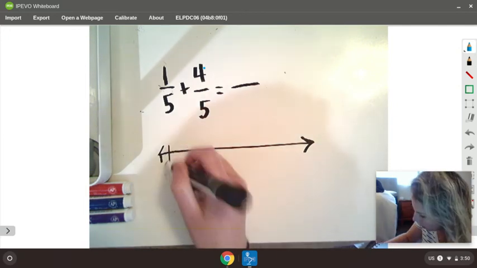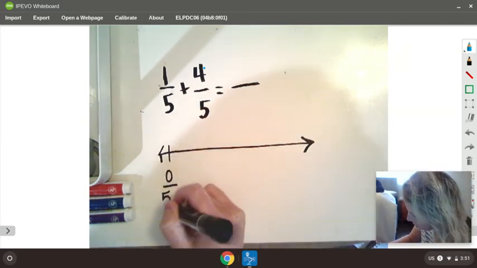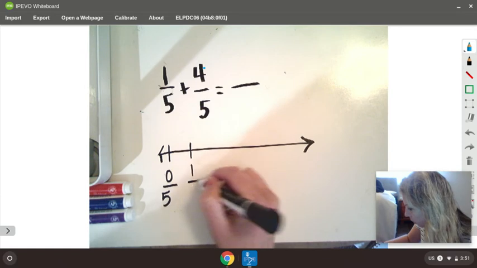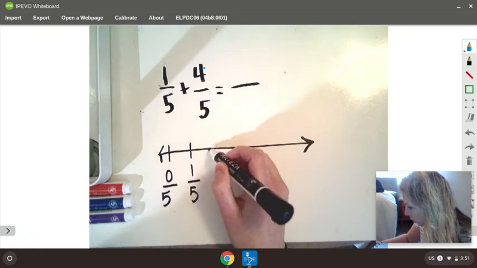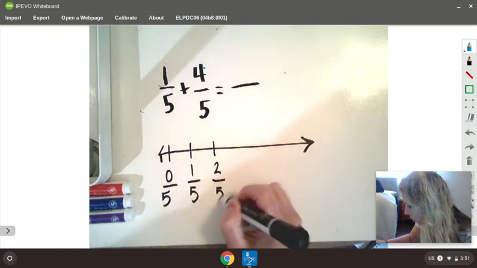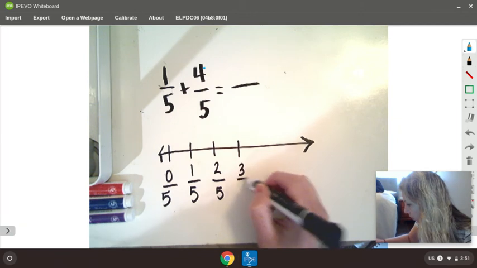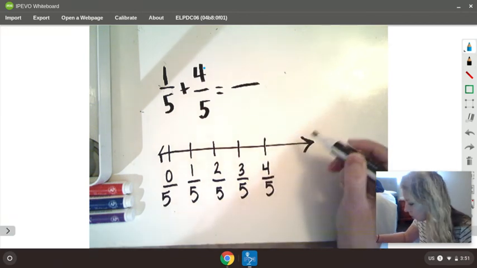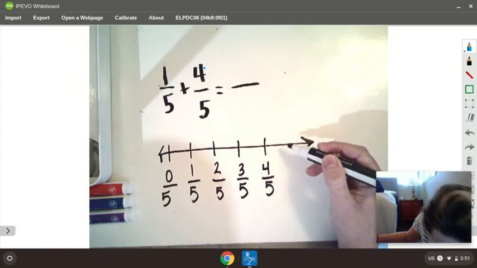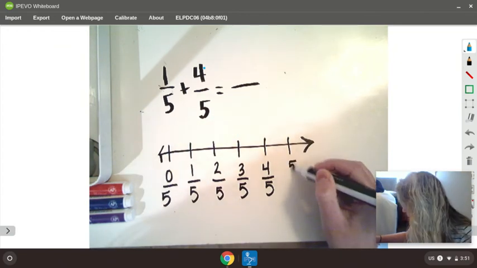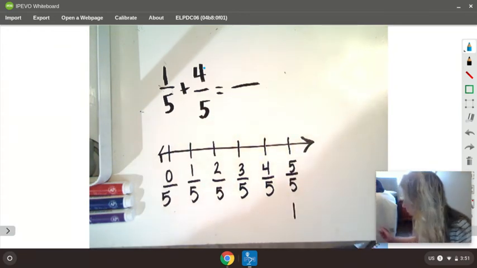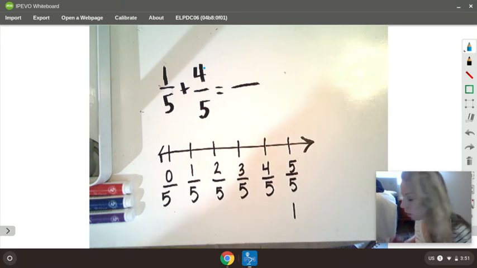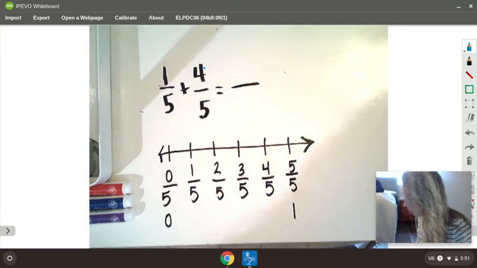All right. So I'm going to draw a number line down here, and I'm going to show you on the number line if we start with 0/5, right? 1/5, 2/5, 3/5, 4/5, right? 5/5, or 1 whole. 5/5 is 1, and 0/5 is 0.